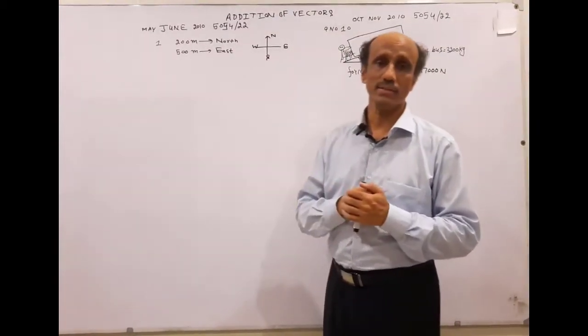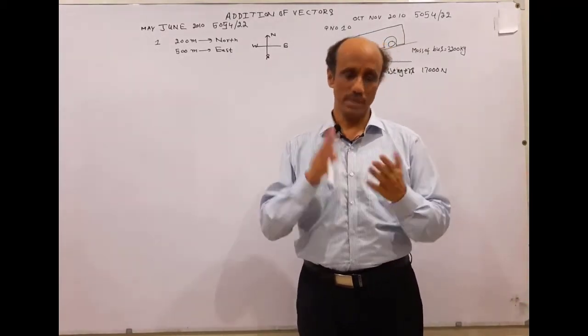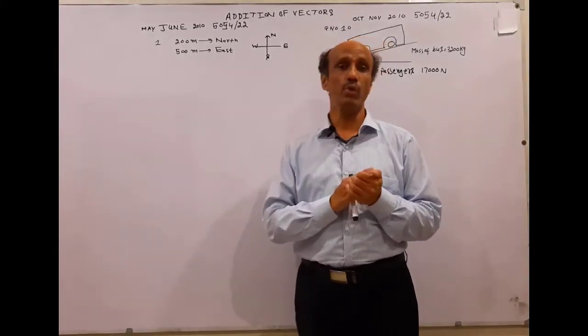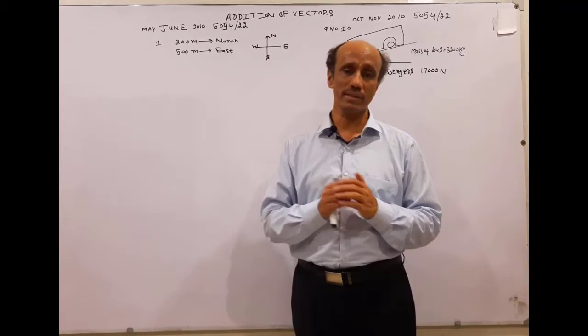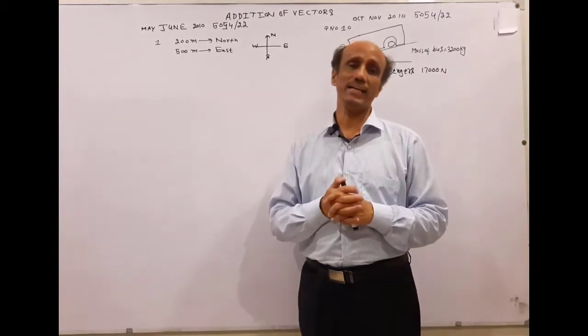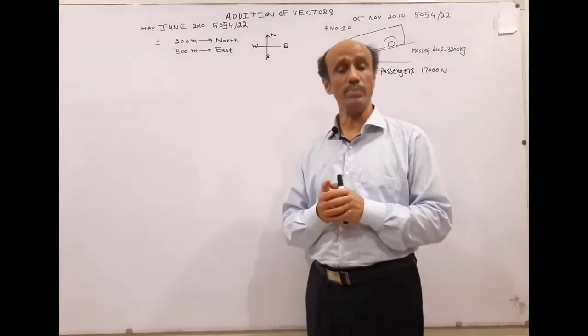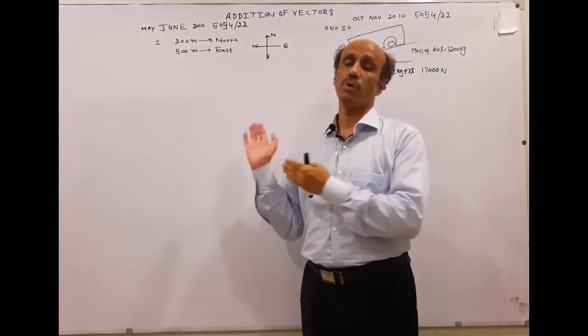The question states that a journey consists of two displacements. The displacements cover 200 meter in north direction and then 500 meter in east direction. And then at the end it asks what is the resultant displacement. So now we will draw the diagram and see how we will proceed.